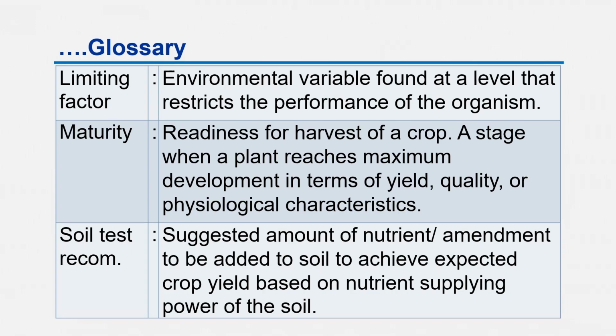Limiting factor: environmental variable found at a level that restricts the performance of the organism. Maturity: readiness for harvest of a crop, a stage when a plant reaches maximum development in terms of yield, quality or physiological characteristics. Soil test based recommendations: suggested amount of nutrient or amendment to be added to soil to achieve expected crop yield based on nutrient supplying power of the soil.